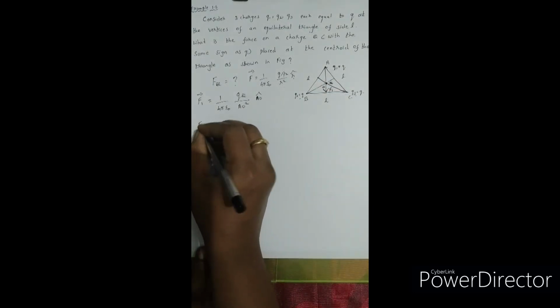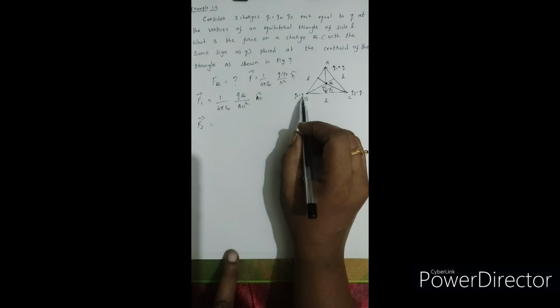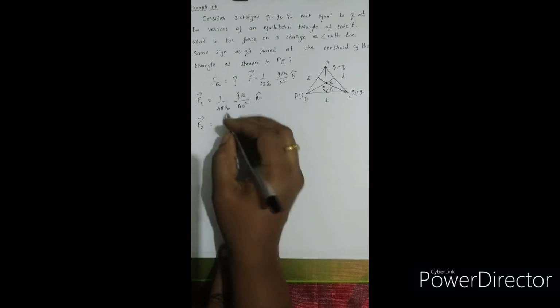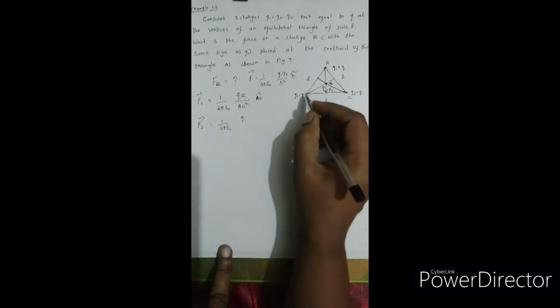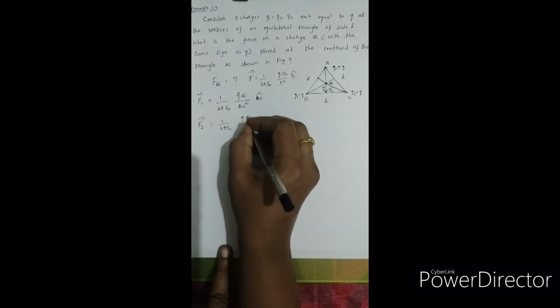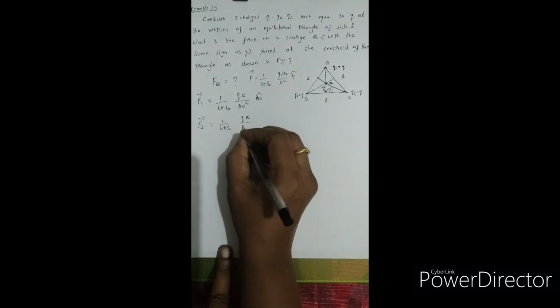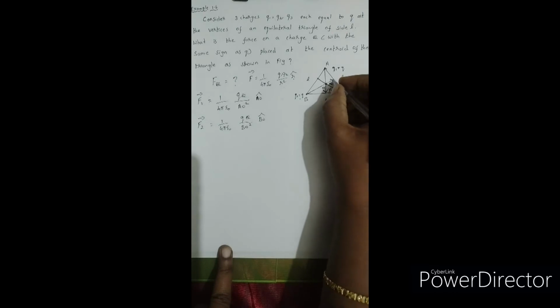Similarly, what will be the force on capital Q due to Q2? Again, Q2 and capital Q are here. The distance between them is BO. Let me write an expression: 1 by 4 pi epsilon naught Q capital Q divided by BO square, into BO unit cap. See, this Q2 charge again is positive, and capital Q is also positive. So this Q2 charge will repel this capital Q charge along this direction.